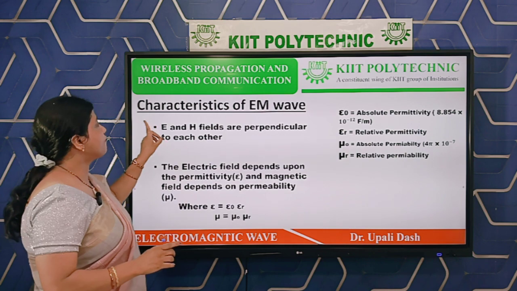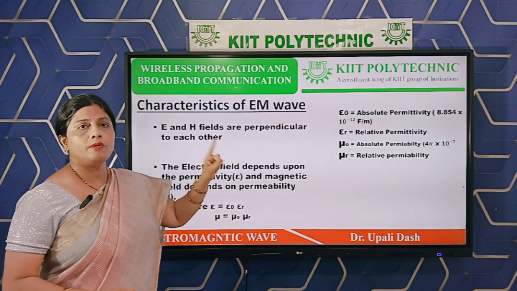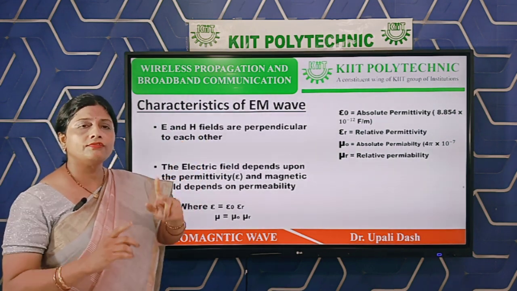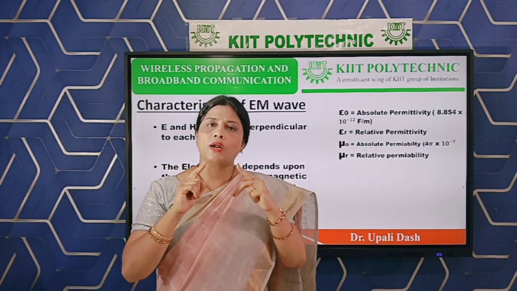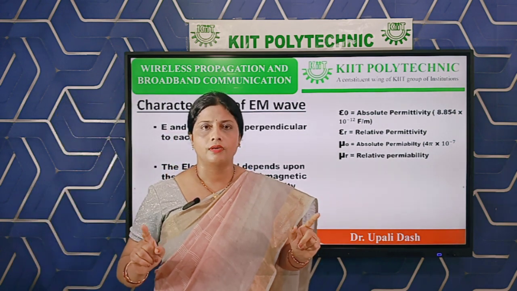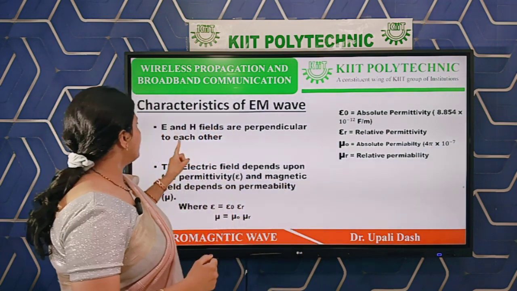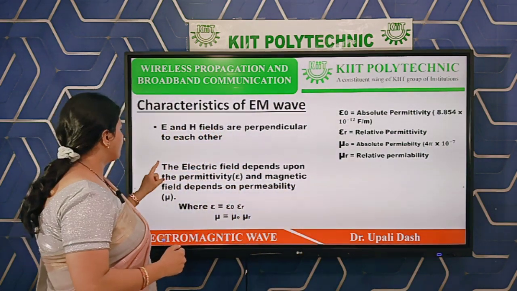But it is the first criterion for an EM wave to be achieved. If the E and H are not maintaining 90 degree, then you understand this is not an EM wave. We have to work on it. Then they should be perpendicular.